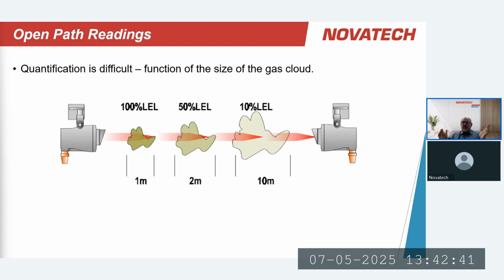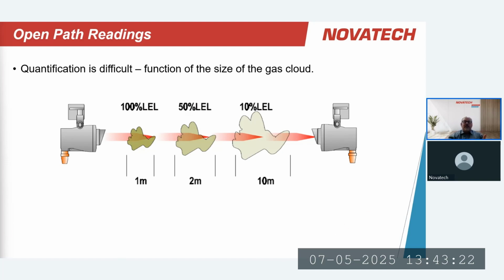In this example that I'm showing here, those three scenarios will give the exact same reading. I can have a 100% LEL, so 5% methane gas cloud that's 1 meter wide. That'll give me the same signal as a 50% LEL cloud that's 2 meters wide, or a 10% LEL cloud that's 10 meters wide. At 10% LEL, I'm not alarming normally, but at 100% LEL, I should be evacuating. But how do I know? You don't. And so open path gas detectors typically can't be the only solution.